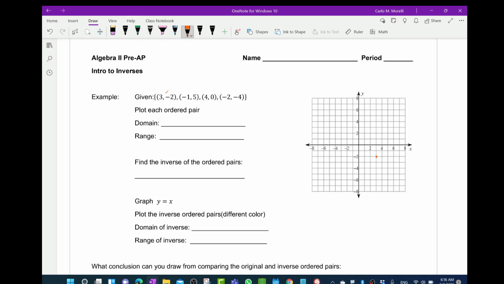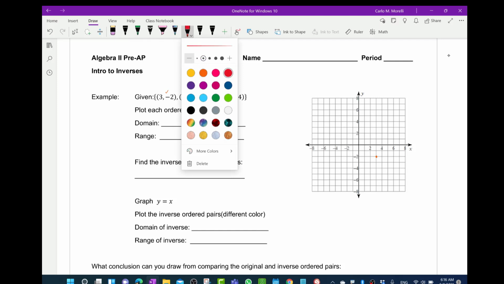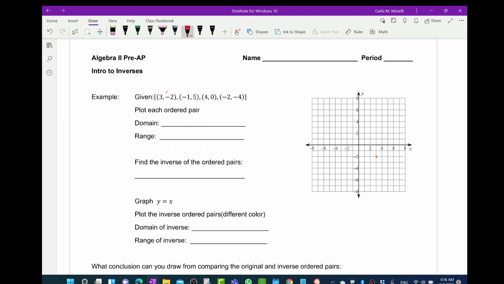Now (-1, 5), right here. (4, 0), so (4, 0), and (-2, -4), right here.